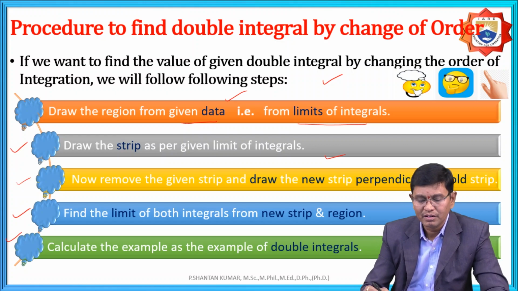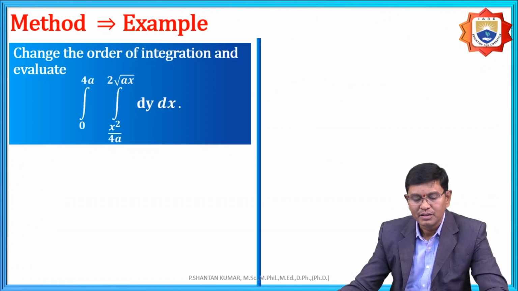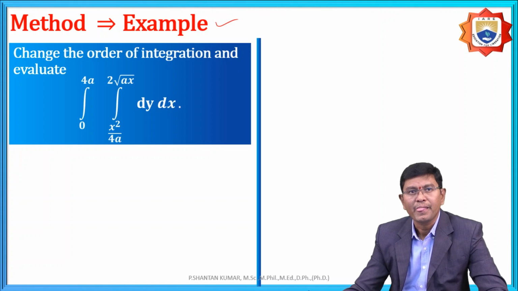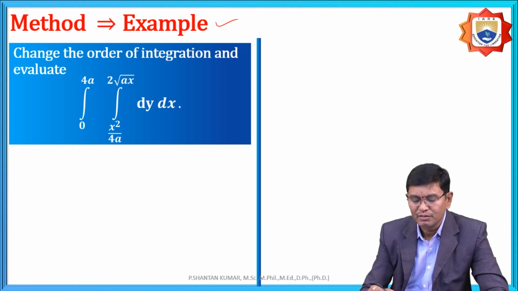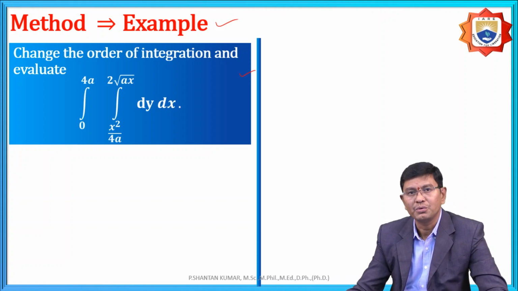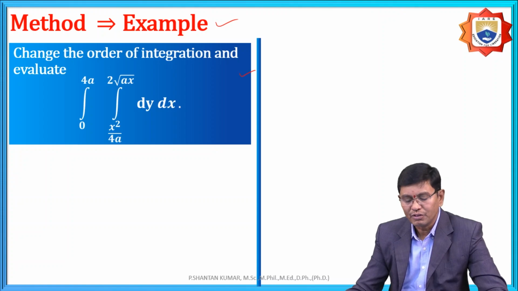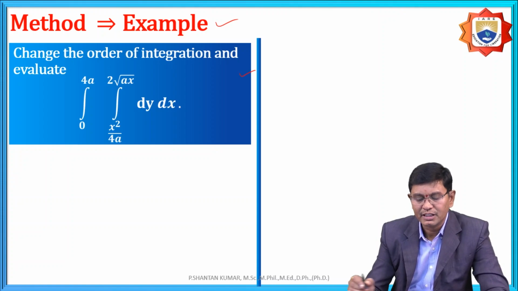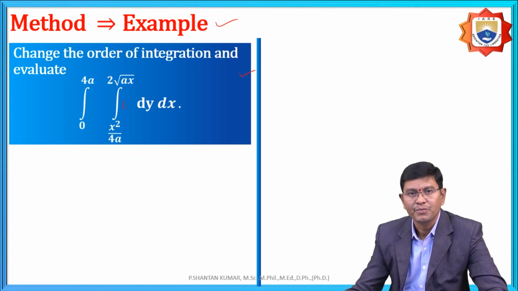For example, we need to change the order of integration and evaluate the integral whose limits are 0 to 4a for one, and the other is x square by 4a to 2 root ax, for the function 1, with respect to dy and dx. That means first of all, according to the working rule, we need to consider the given limits with respect to either y or x.